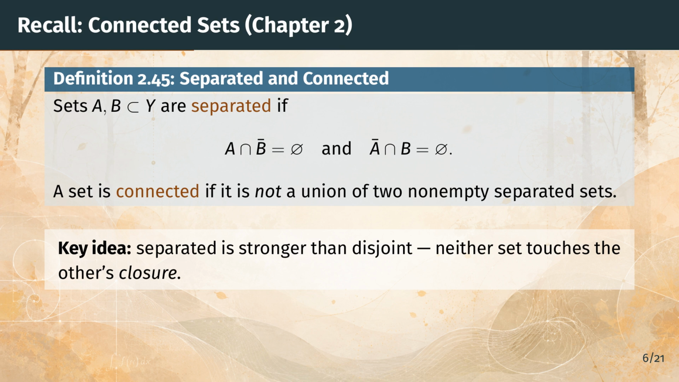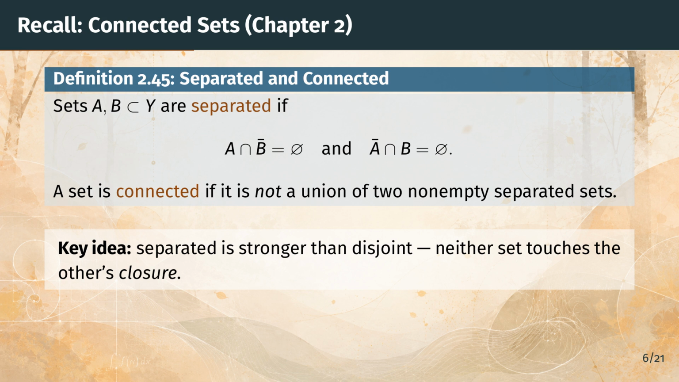Before the main theorem, let's recall the definitions from Chapter 2. Two sets are called separated if neither one contains a limit point of the other. Formally, A intersected with the closure of B is empty, and the closure of A intersected with B is empty. Notice this is stronger than just being disjoint. Disjoint sets can still touch at a boundary point, but separated sets stay genuinely apart, closure and all.